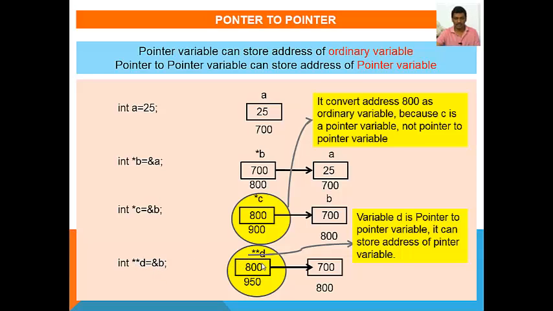Now here 800 is the address of a pointer variable, but it becomes the address of an ordinary variable, because c is a pointer variable, not a pointer to pointer variable. When we try to assign the address of a pointer variable into a pointer variable, the receiving pointer variable converts it into an ordinary variable address. So we should assign the address of a pointer variable into a pointer to pointer variable.